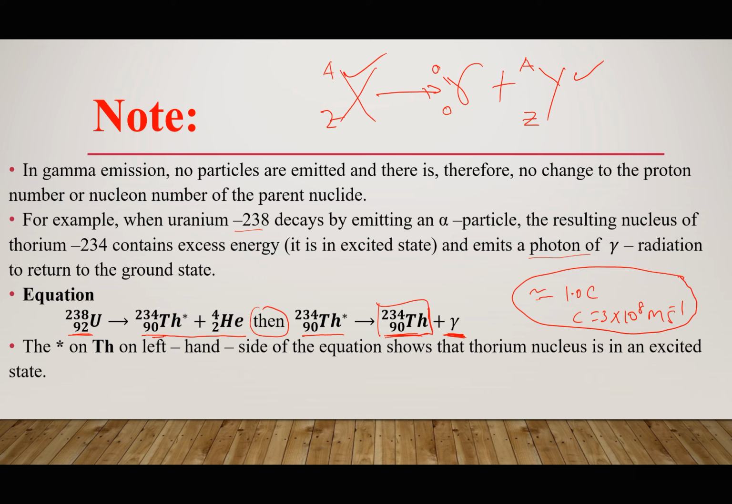So the fastest is gamma radiations, followed by beta particles, and finally alpha particles. That is their order. The most penetrating is gamma radiations, followed by beta particles, and finally alpha particles. But the most ionizing is alpha particles, followed by beta particles, then finally gamma radiations, because of the charge.